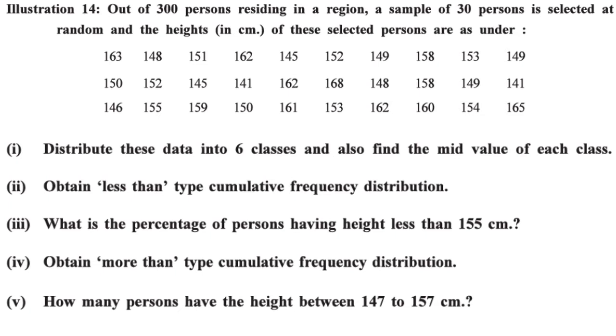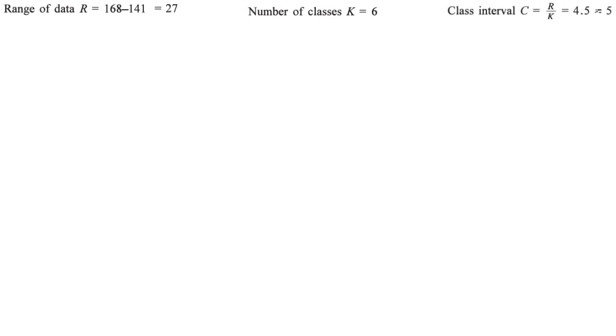First, we have to prepare a distribution with 6 classes and find the mid value of each class. How are we going to proceed with that? First, we have to find the range of the data. We know that the minimum value is 141 and the maximum value is 168. That means the range of the data is 27, and we know that the number of classes to be prepared is 6. So to find the class length, 27 divided by 6 will be 4.5, which rounds to 5.